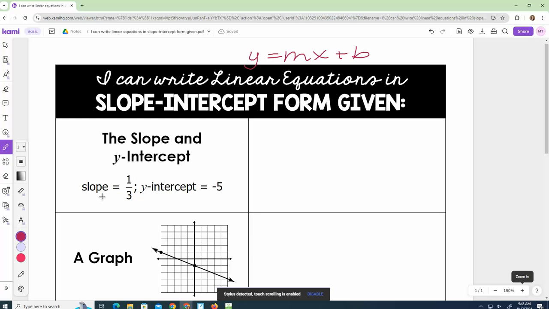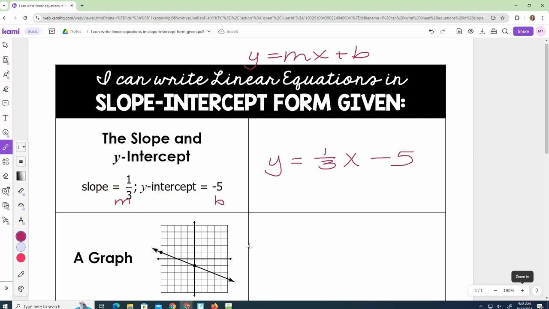Okay, if I give you the slope, that's your m. If I give you the y-intercept, that's b. So this is about the easiest possible way to write our equation. It's just y equals m, so 1/3 x plus b, which is -5. So that would be our equation. All right, so we started out with that first.